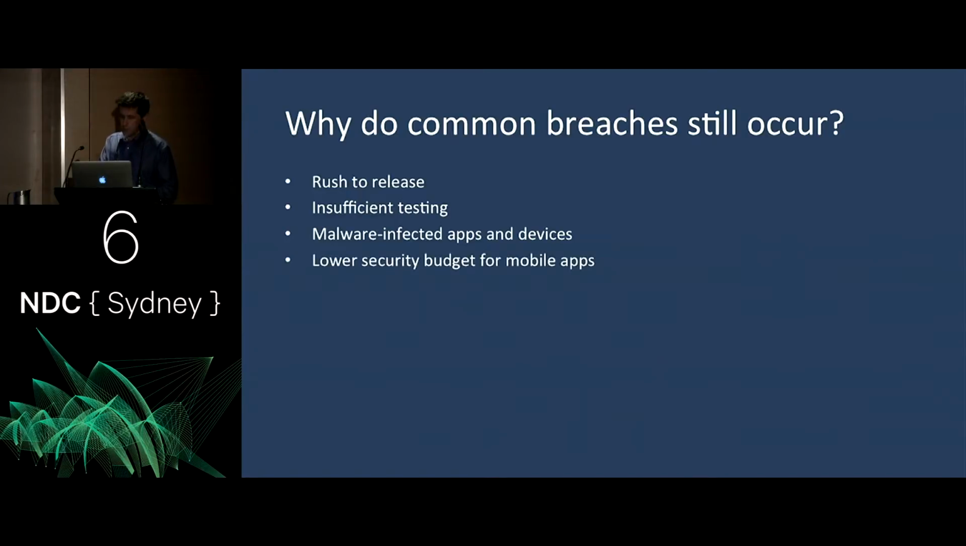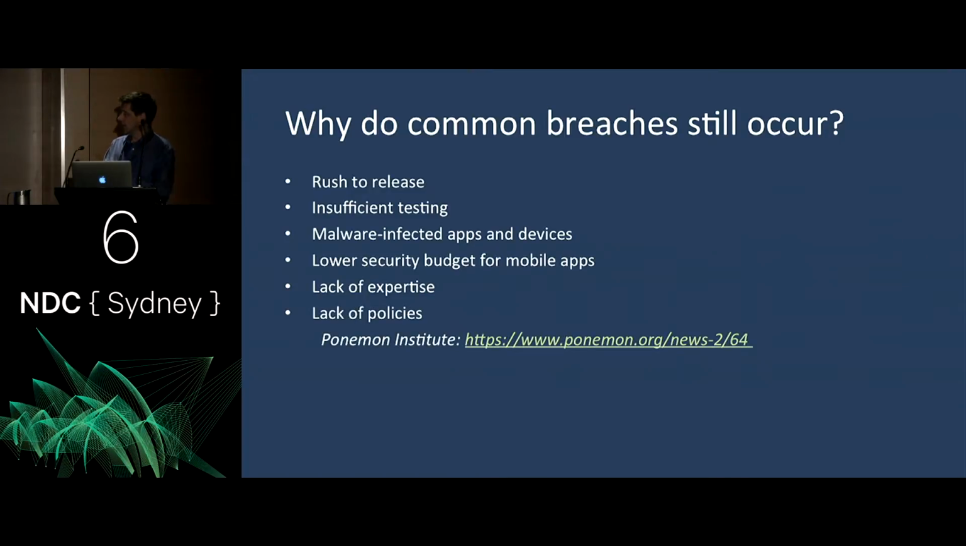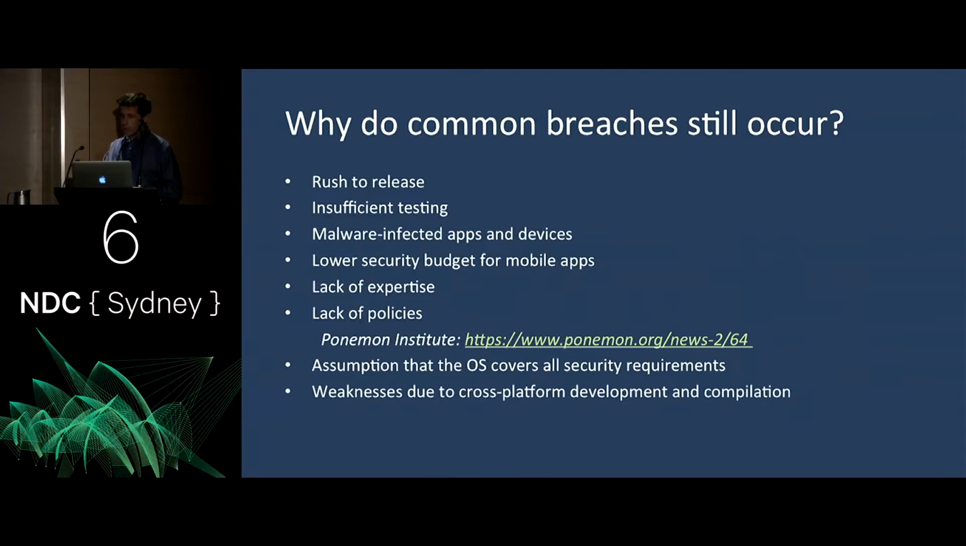Low security budget for mobile apps specifically. There's still a little bit of an issue of price point perception. It's a small device, it should be a small number. Lack of specific expertise and lack of security policies, and this is kind of specific to enterprises. The OWASP documents add a couple more reasons to that. One, as we've mentioned, is the assumption that the operating system is going to cover all the security requirements, which still does happen. And then weaknesses due to cross-platform development and compilation.